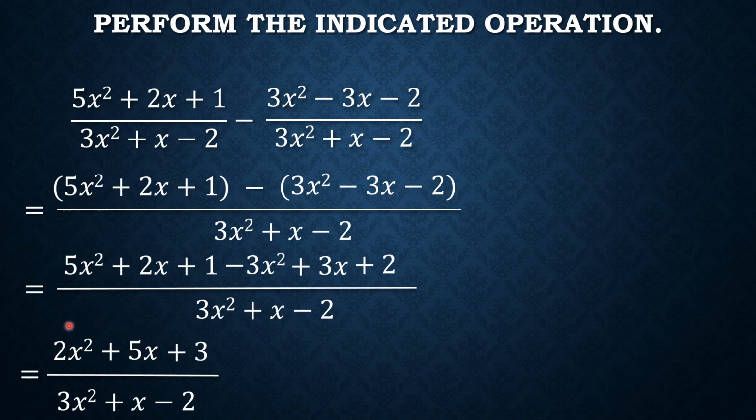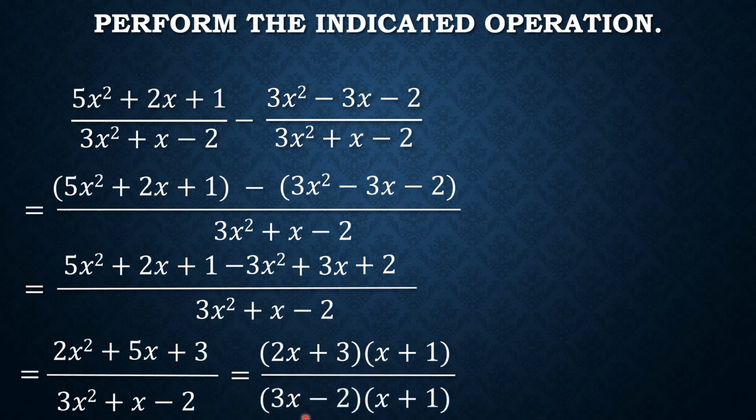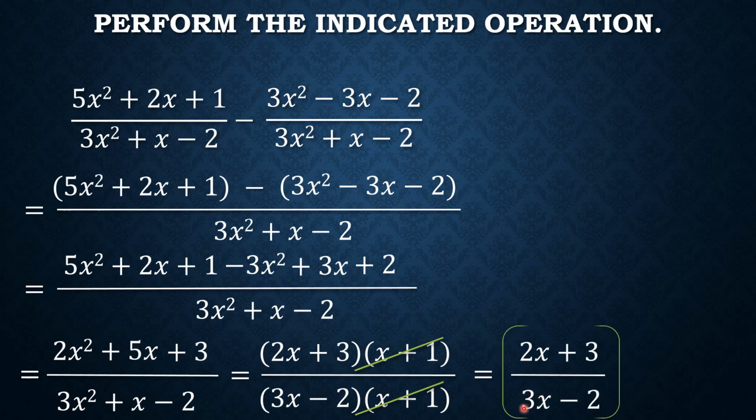Another. So, factor na natin yung numerators and denominators. So, by factoring this general trinomial, we get 2x plus 3 times x plus 1. By factoring the denominator, we get 3x minus 2 times x plus 1. By canceling out the common factors x plus 1, we get the answer 2x plus 3 all over 3x minus 2.